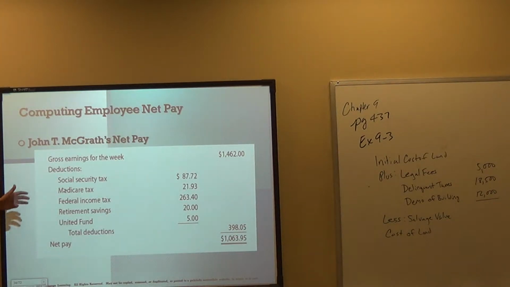You've probably seen a lot of this before. This was retirement savings they went into. They had United Fund, they put in some other money in there. But you've probably seen a lot of things like that too. And then you have probably health insurance on top of that.